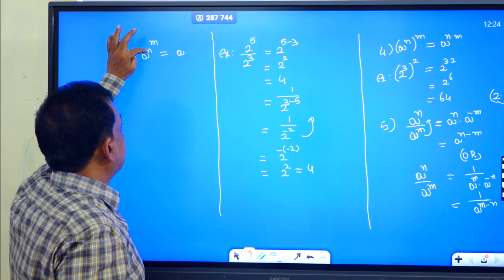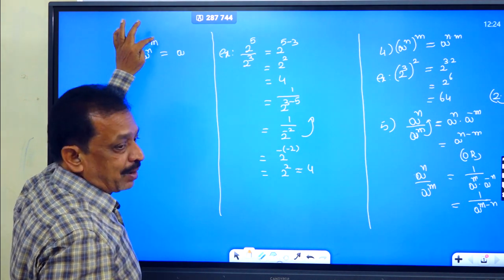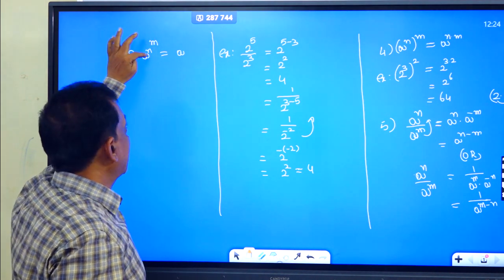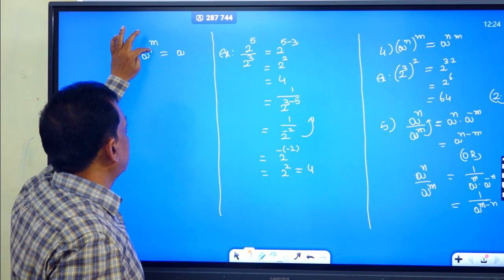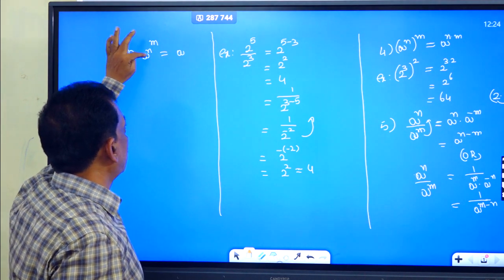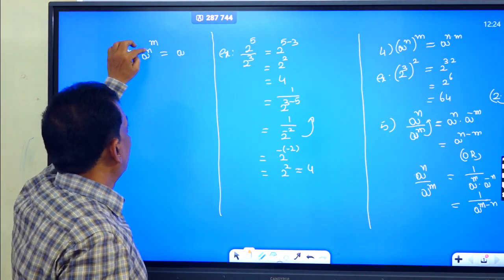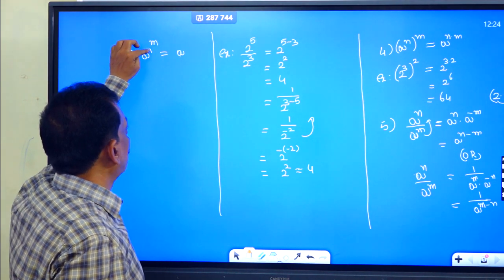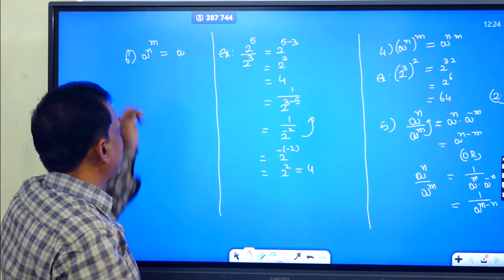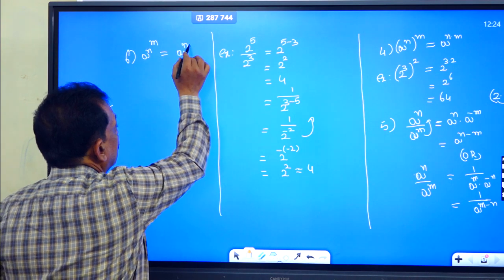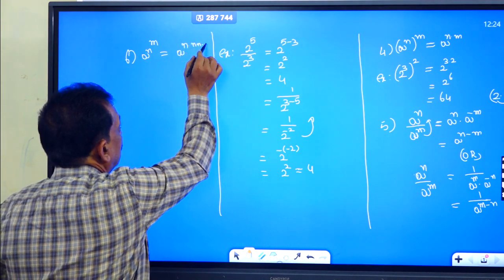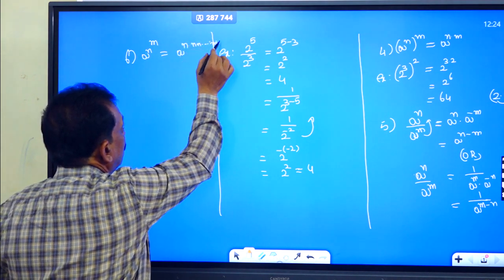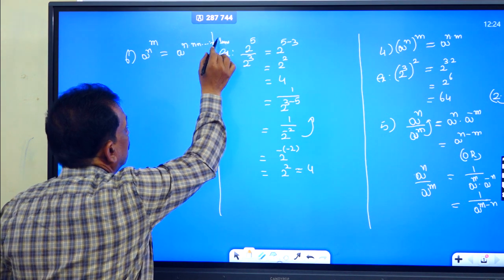So for m, n is the base. For the power m, n is the base. For a, n is the exponentiation. Otherwise, for n, a is the base. So now a I am keeping as it is. For n, the m to the power of m. So this is the base now. So n to the power of m means n into n, like this, m times you have to write.